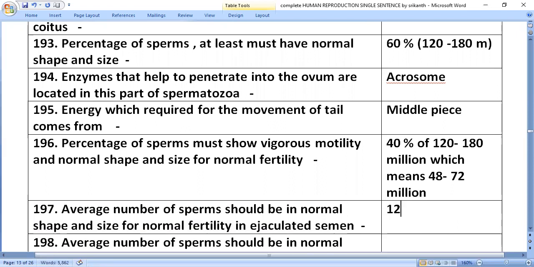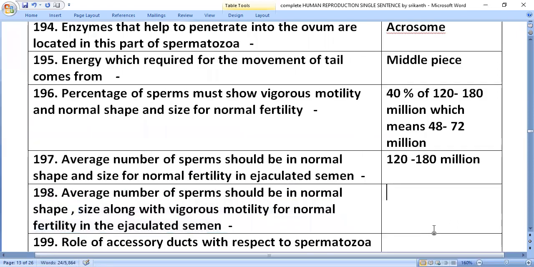That is what we said above, 120 to 180 million. Average number of sperm that should be of normal shape and size along with vigorous motility for normal fertility in ejaculated semen is about 48 to 72 million.